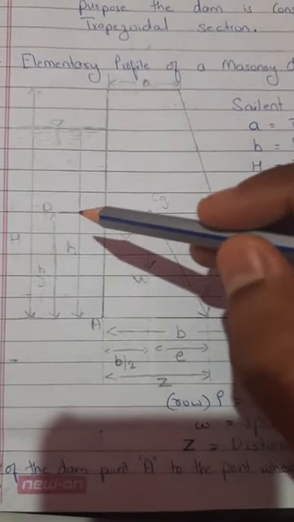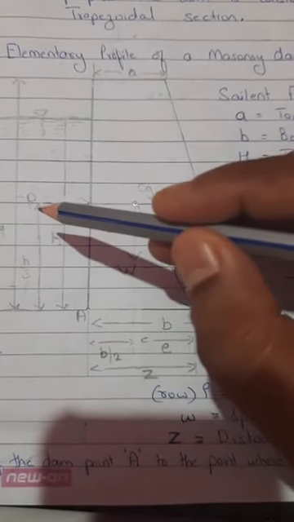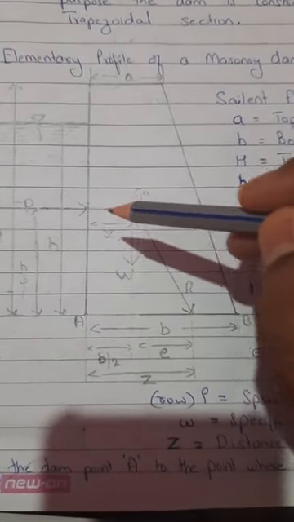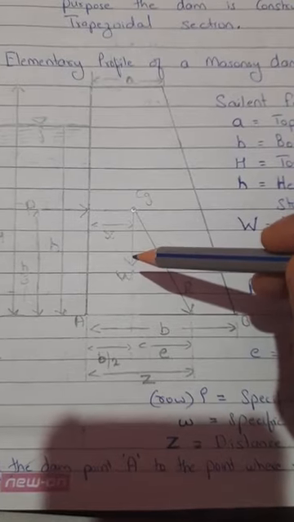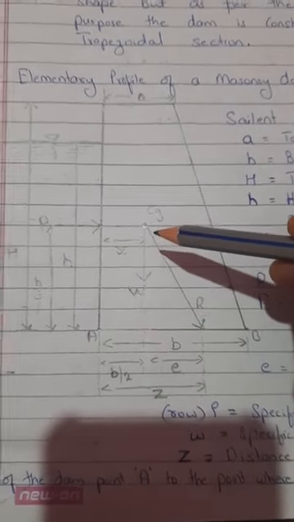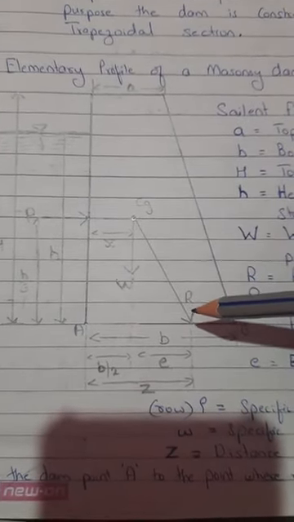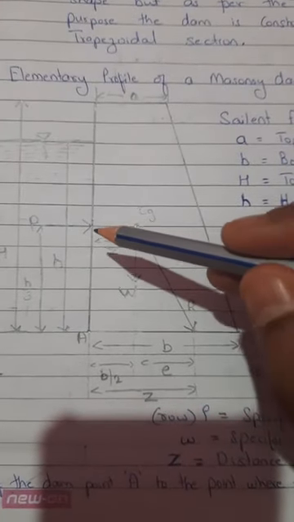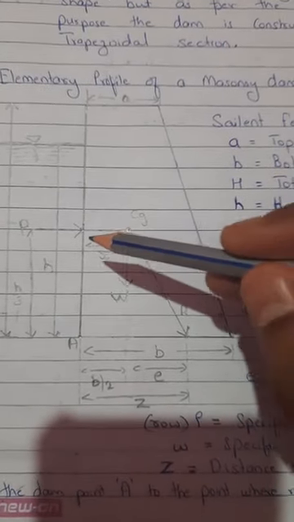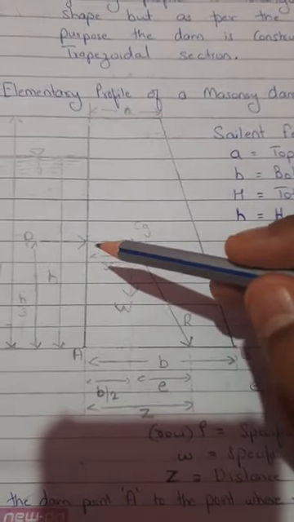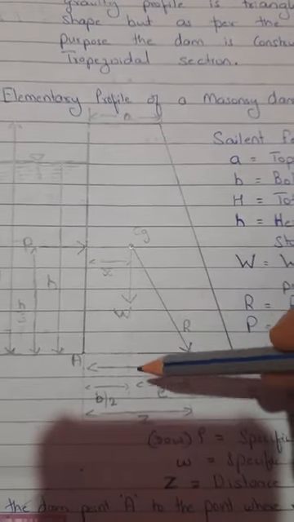P is the water pressure, which is the external pressure acting on the body wall of the dam. W is nothing but the self weight of the dam. R is the resultant, and the other points are x bar, that is the distance from the water face to the center of gravity, and Z.